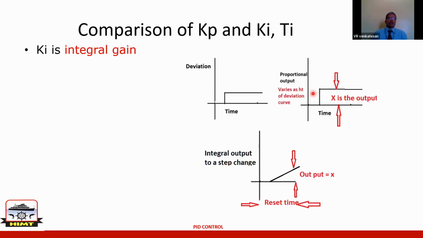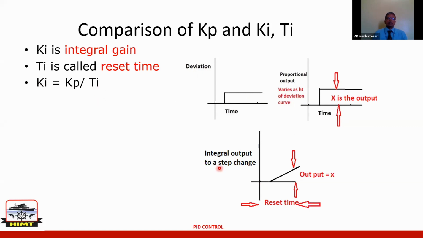So if you want to compare, this is the meaning of integral time. When a deviation takes place suddenly, this is called a step change. Proportional will immediately react and you will get this much output. But what will happen to integral control? Integral control will take time, because integral gain is proportional gain divided by integral time.